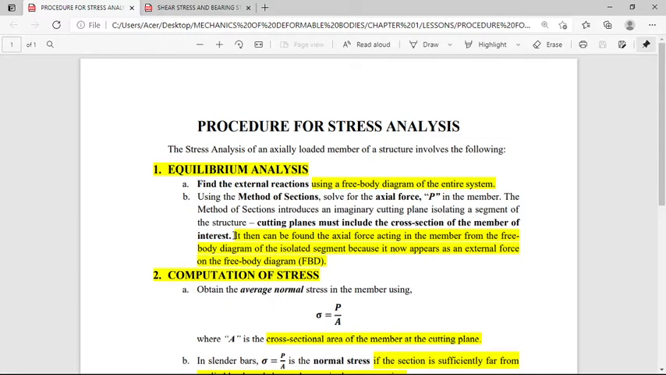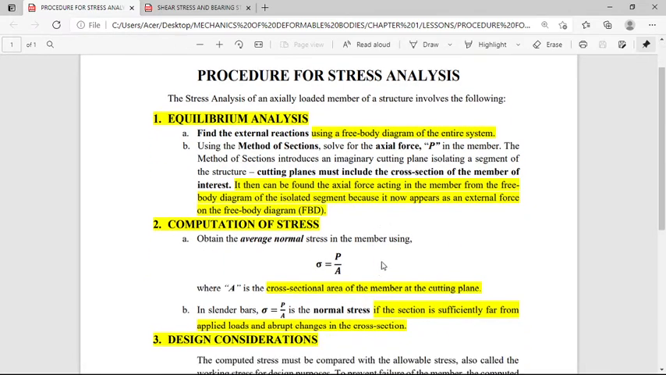So, after that, the actual force acting in the member can be found from the free body diagram of the isolated segment because it now appears as an external force on the free body diagram. So, bakit nga ba siya mag-a-appear na external force after you cut the material or the member through the method of sections or by the use of cutting plane?